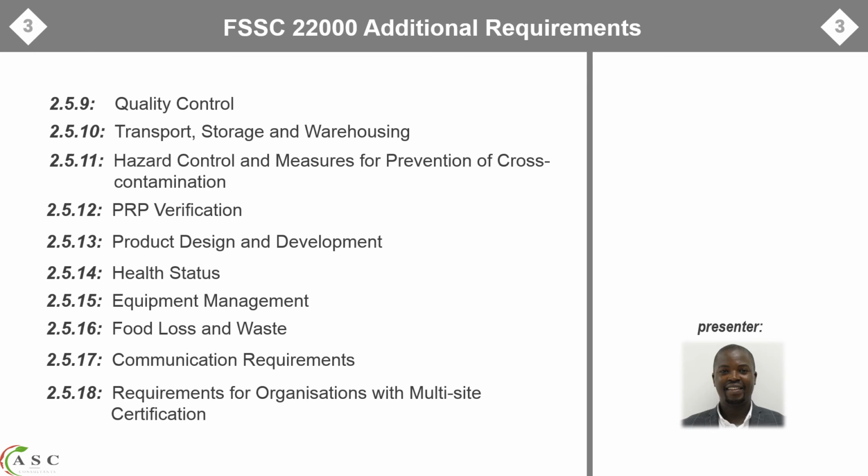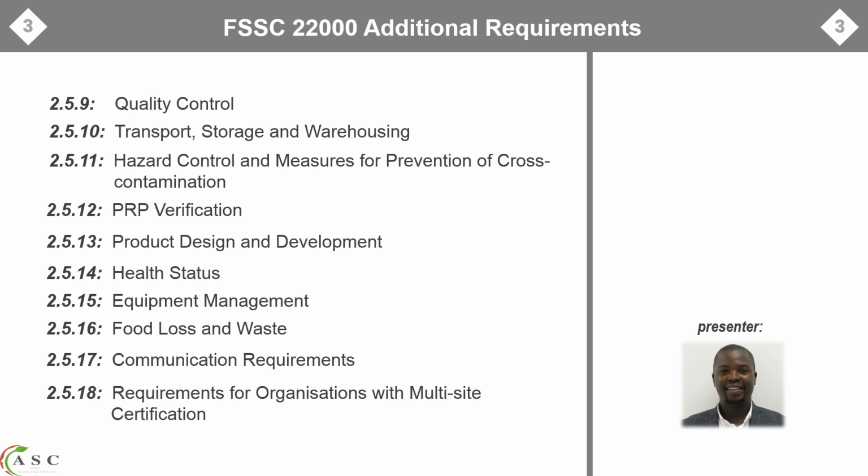Then we have 2.5.17, a new requirement speaking to the communication requirements if the organization is found in one way or the other having problems, whether it's serious events that impact the food safety management system, legality and integrity of certification, or serious situations where the integrity of the certification is at risk. So organizations are required to communicate that to their certification body so that they can make a decision whether the certification can continue. Then we have 2.5.18 that looks at the requirements for organizations with multi-site certification.